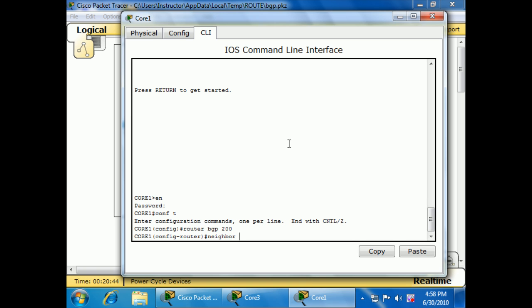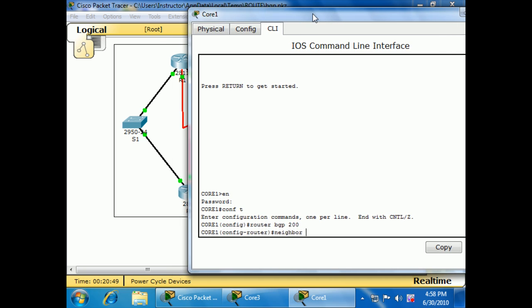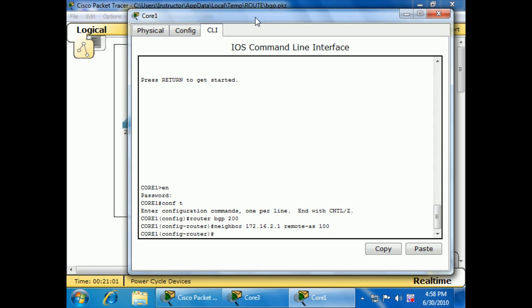In this case, our neighbor, and again, moving it off here just a little bit so you remember the picture, the neighbor over there was 172.16.2.1, and they were in the remote autonomous system of 100. Now, the other router over there doesn't actually know yet that it's participating in this adventure, but we'll get there soon enough when we're ready to. All right, so that's our setup for just becoming the network neighbor.